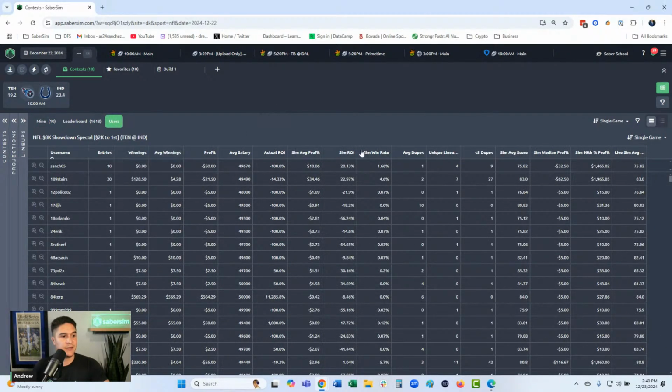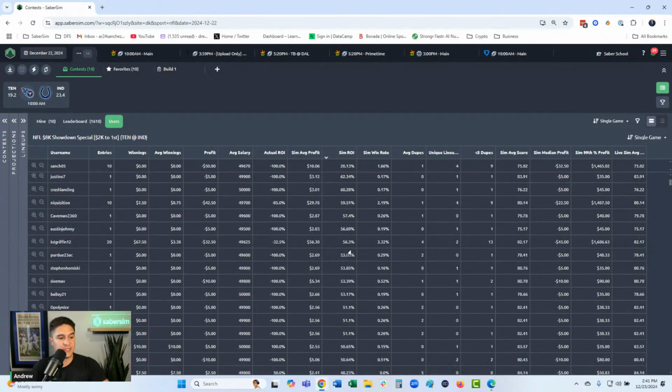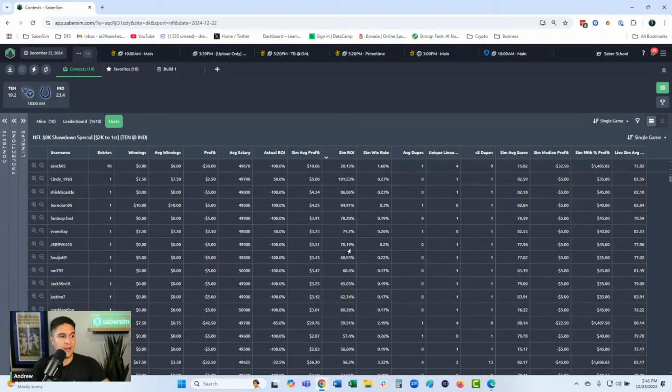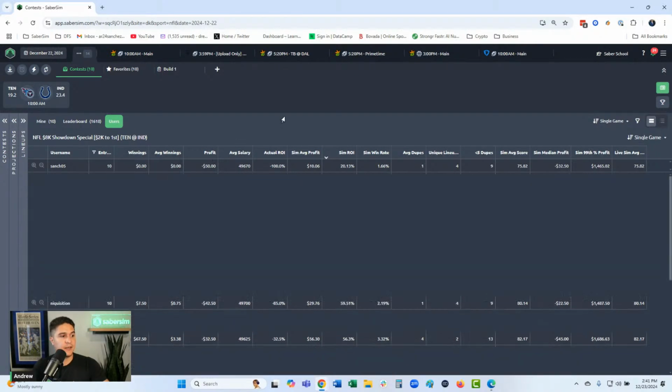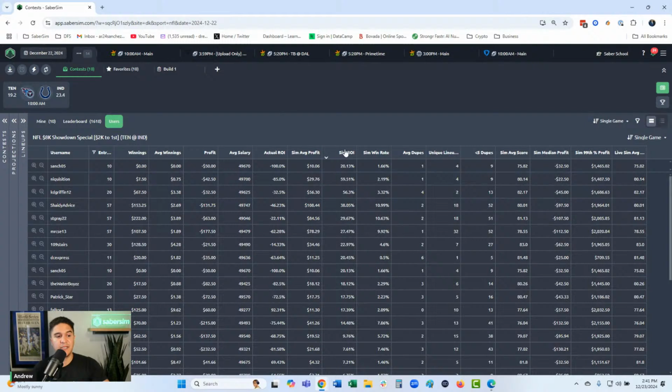All right. Greater than or equal to 10. Sort by sim ROI. Okay, so 20% sim ROI, definitely not the highest. Highest would probably be like 50% plus, but 20%, I'm not upset about it. I think here, one average dupe. Oh, wait. I didn't set the filter. That's what happened. Greater than or equal to 10. So those single-digit lineups are always going to be higher just because it's one lineup. But 20% sim ROI. Okay, this looks a lot better, right?